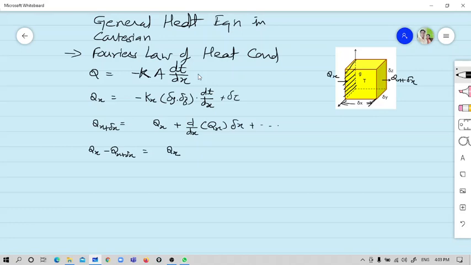This qx I have written as it is, minus of qx plus delta x is nothing but qx plus ∂/∂x of qx into delta x. Okay, I have written this equation here. So this qx and this qx will cancel each other, and what remains is only this term with a minus sign. So this will be equal to minus of ∂/∂x of qx into delta x.